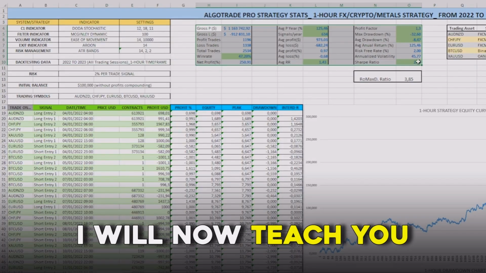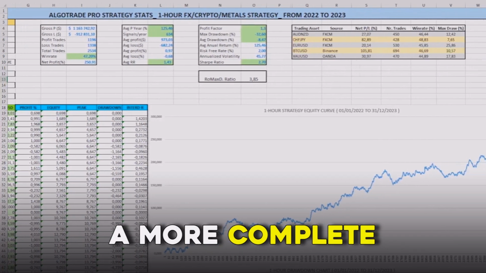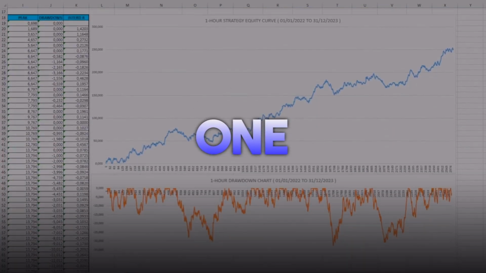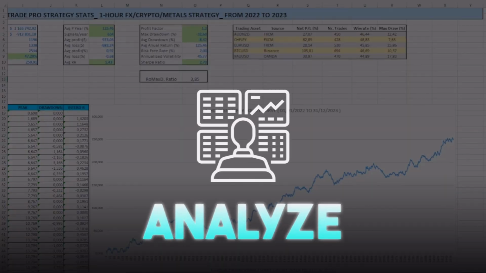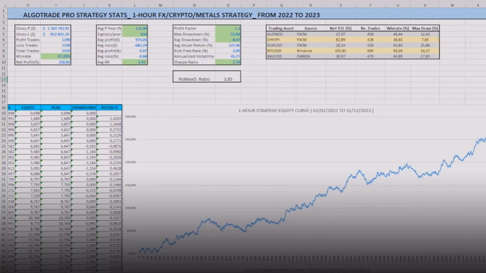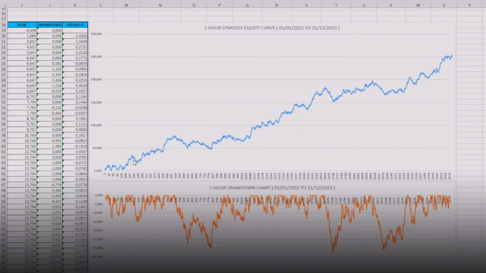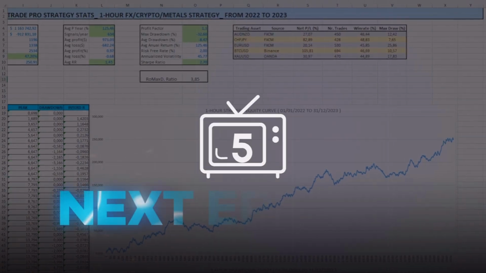However, I will now teach you briefly how to create a more complete trading journal like this one, which will allow you not only to analyze more statistical data, but also have this complete equity curve with the results of all the tested assets. This will be crucial for the next episode.